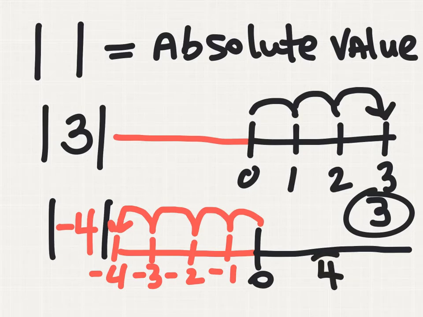Now remember, absolute value is a positive measurement. We didn't move negative 4 times. We moved from 0 4 times to get to negative 4. Negative 4's absolute value is 4.